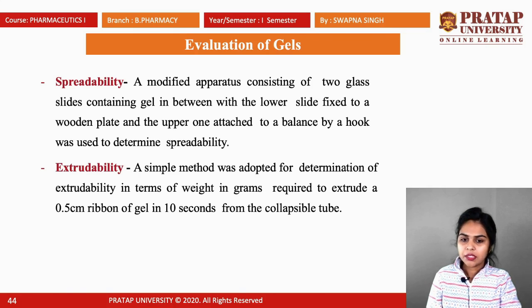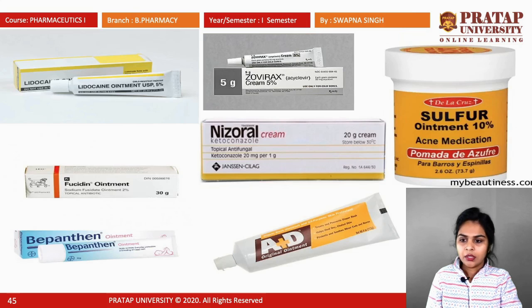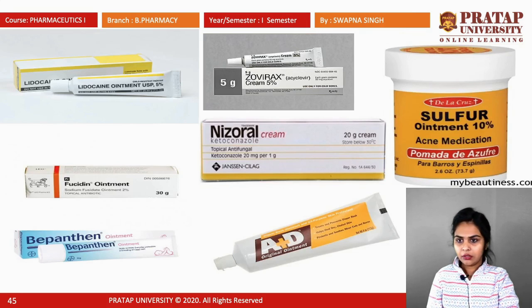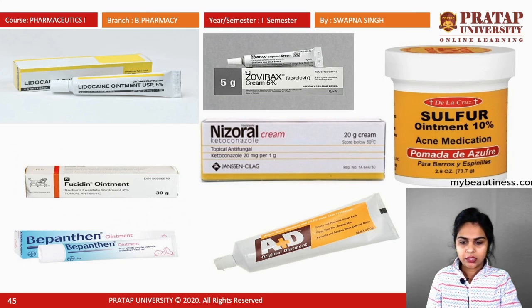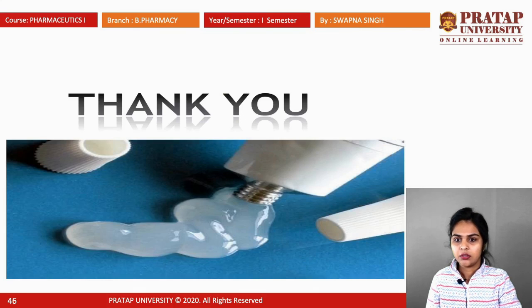A simple method was adopted for determination of extrudability in terms of weight in grams required to extrude a 0.5 centimeter ribbon of gel in 10 seconds from a collapsible tube. So these all are examples of ointments, creams, and gels which are easily available in the market. So this is all about semi-solid preparations, semi-solid dosage forms.